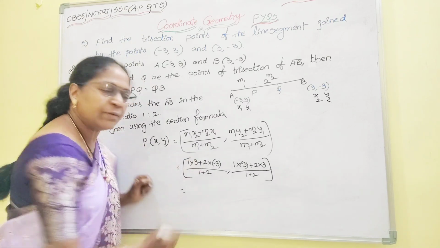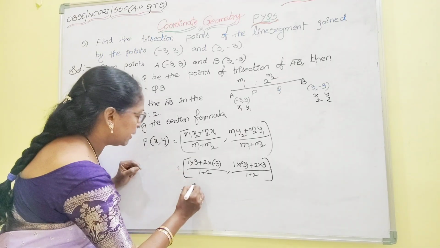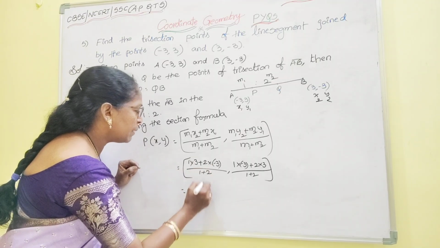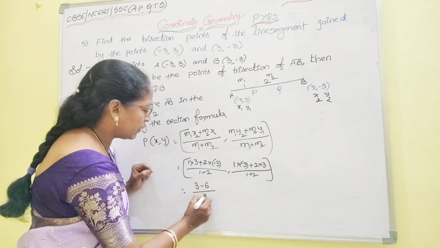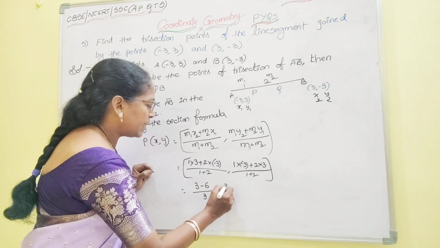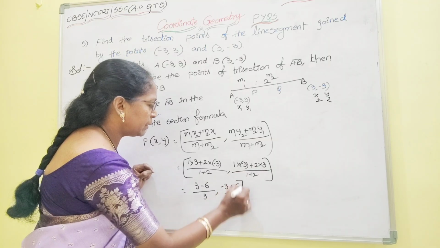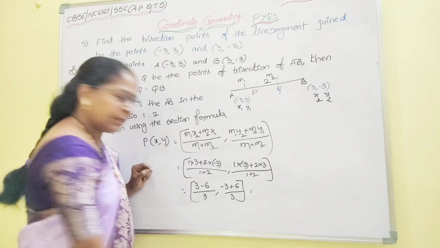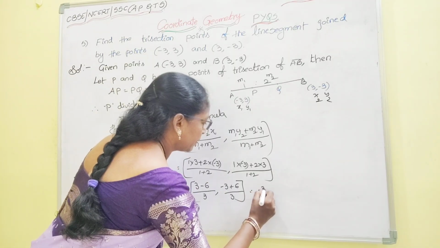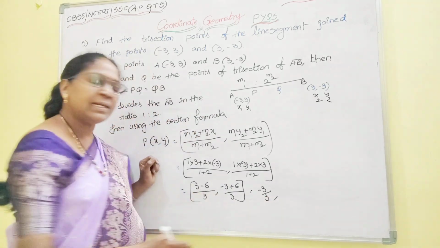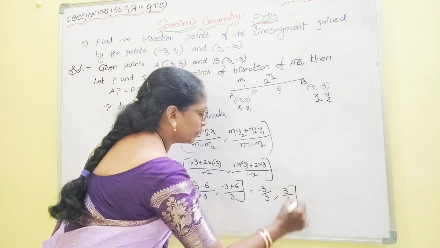Now simplify. This is the substitution; next is simplification. 1 times 3 is 3, plus 2 times minus 3 is minus 6, divided by 1 plus 2 equal to 3, comma 1 into minus 3 plus 2 times 3 is 6, divided by 3. That equals 3 minus 6 equal to minus 3 by 3, comma minus 3 plus 6 equal to plus 3 divided by 3.